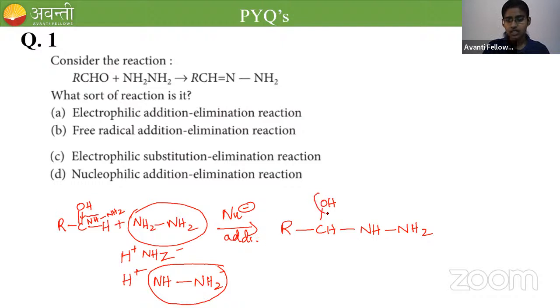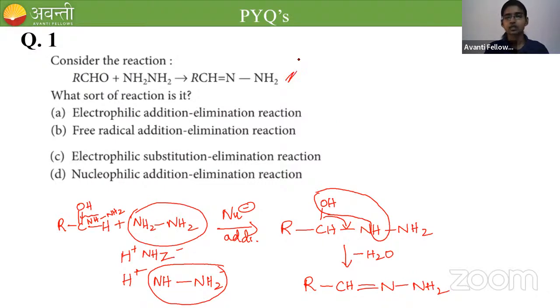How to eliminate? Just remove the OH and H from the carbonyl carbon and shift the double bond here. So we are eliminating the H2O and finally we are getting RCH double bond N-NH2, which is the compound given in the question. The second step is called elimination. We are eliminating the water, so it is called elimination. Got it? So this is basically the nucleophilic addition and elimination reaction. So option D is the correct answer for this question.